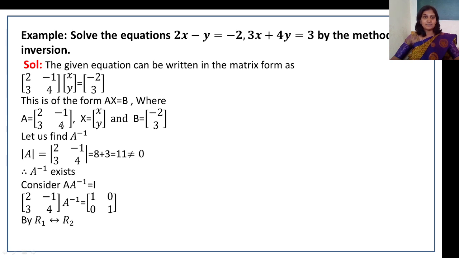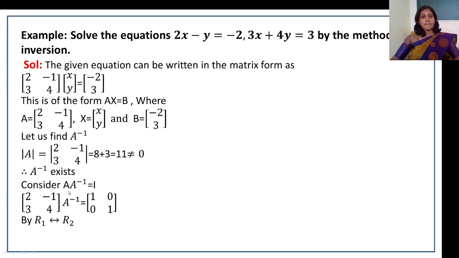We write here. Now let us find A inverse. For that we have to find the determinant of A. Determinant of A is equal to the determinant of 2, minus 1, 3, 4. So 2 into 4 which is 8 and 3 into minus 1 which is minus 3, minus minus is plus. So here it is 11, which is not equal to 0. We find this determinant of A to check whether the inverse exists or not. So therefore here A inverse exists.